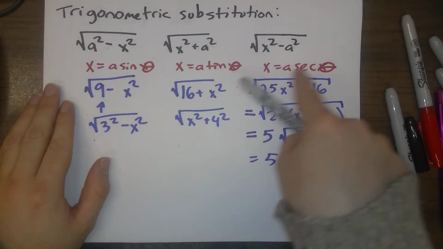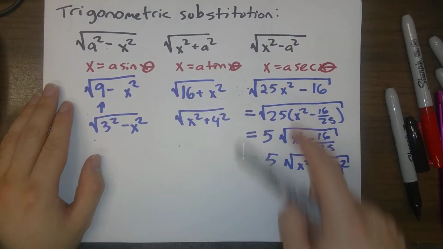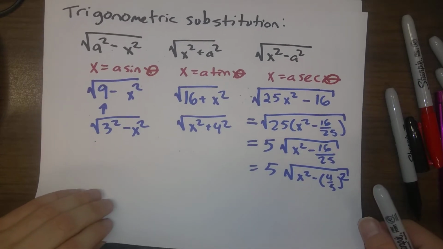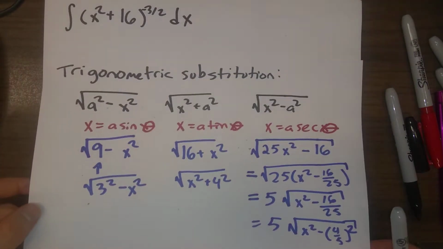So that's what to look out for if you see these square roots, or even things that don't have square roots, that's something you can think about. Let's see an example of this.